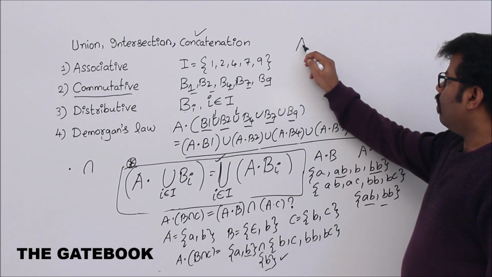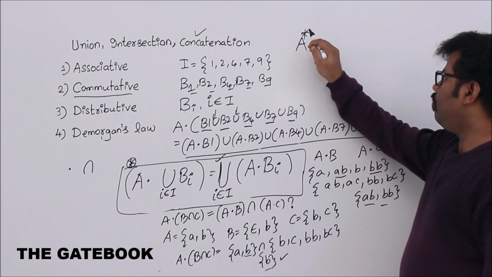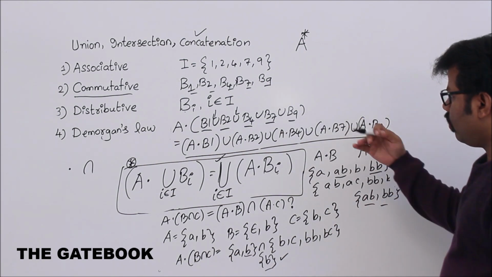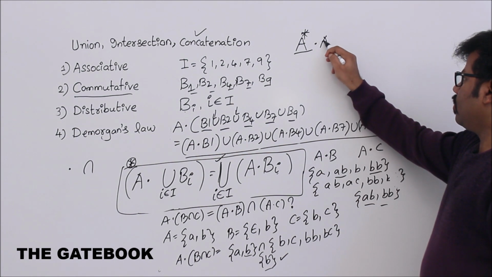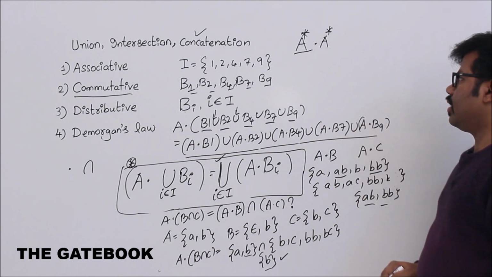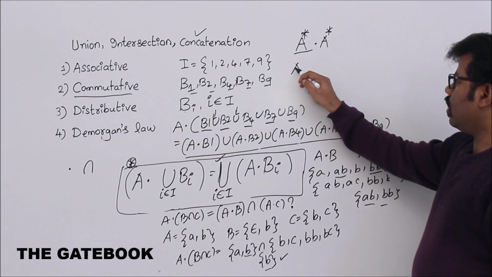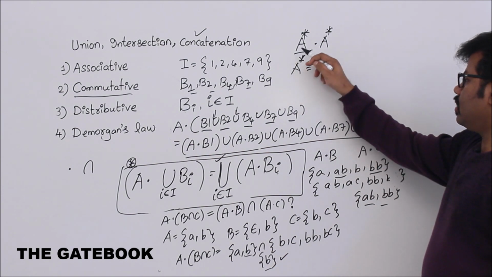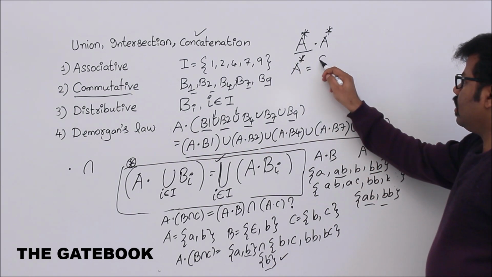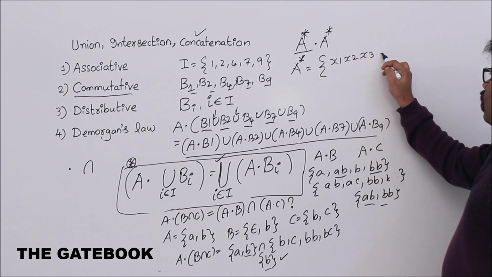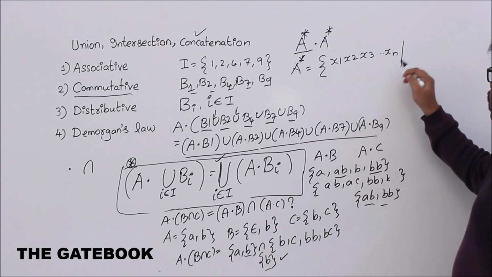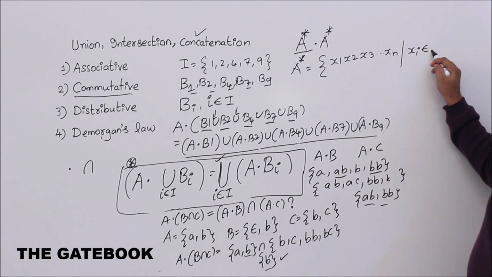We see some formulas which are helpful in understanding the further lectures. One is A star dot A star. We'll try to understand it. You know the definition of A star, that is going to help you in understanding A star dot A star. A star is some sequence of strings x1, x2, x3, and so on up to xn, where each xi belongs to A, right? Remember it.